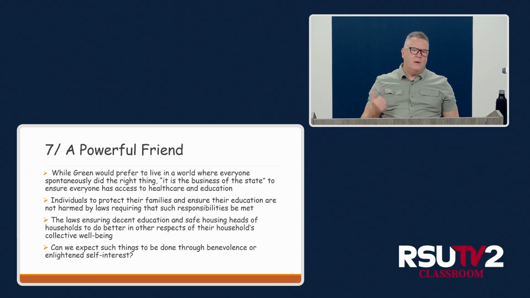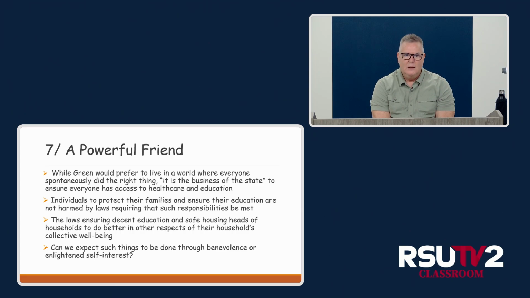And he's basically making an argument about the limitations of autonomy. He's saying that many of us simply live too busy a life to be able to attend to all the things that we need to be able to do. How can we pick the right insurance in a field where everything is so opaque, right? Where what you get from a particular insurance plan is really hard to read in the fine print and know exactly what you're getting. Individuals, to protect their families and ensure their education, are not harmed by laws requiring that such responsibilities be met.